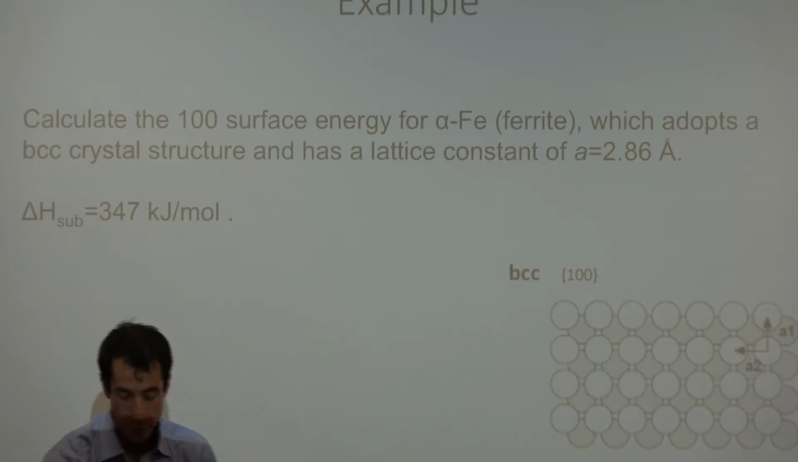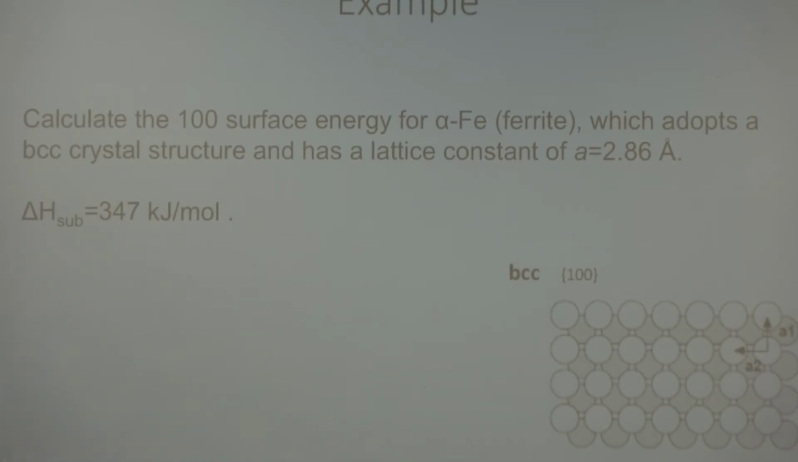So maybe we can just do an example. Calculate the 100 surface energy for alpha iron or ferrite, which adopts a body-centered crystal structure and has a lattice constant of alpha equals 2.86 angstroms. Okay, so we understand why we're going to need this enthalpy of solvation. Why do you think we need the lattice constant? Where's that going to go?